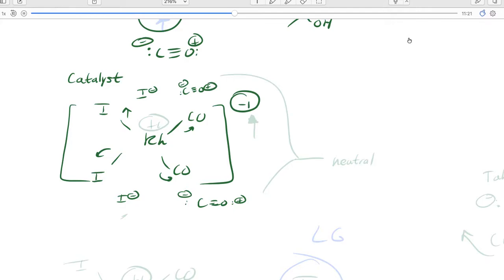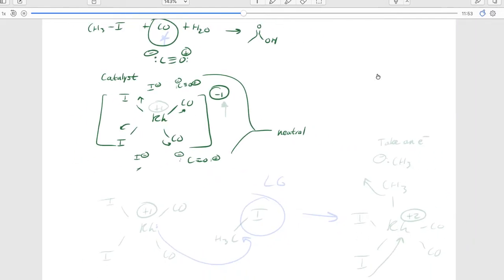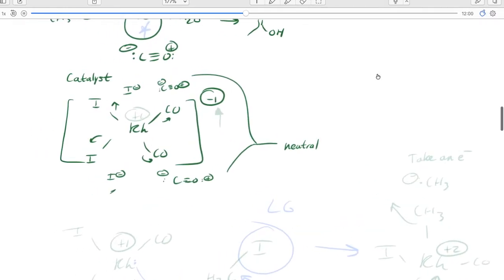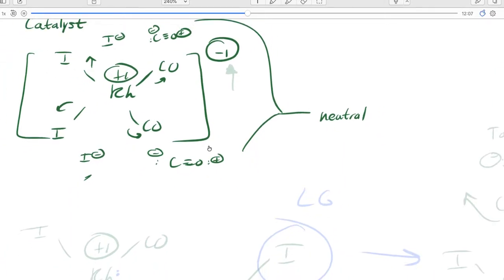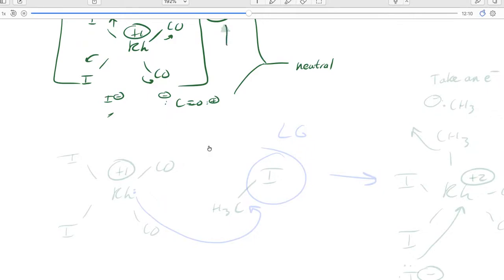So carbon monoxide, these are both neutral groups. What do they contribute to the oxidation number? Nothing. However, these two iodide groups do have 2 minus charges, which indicates we're taking away 2 electrons. So since we're taking away 2 electrons, this has got to be +2. I think so, yeah. I'm gonna need to fix that. Yeah, it is +1 because we take this guy into account.